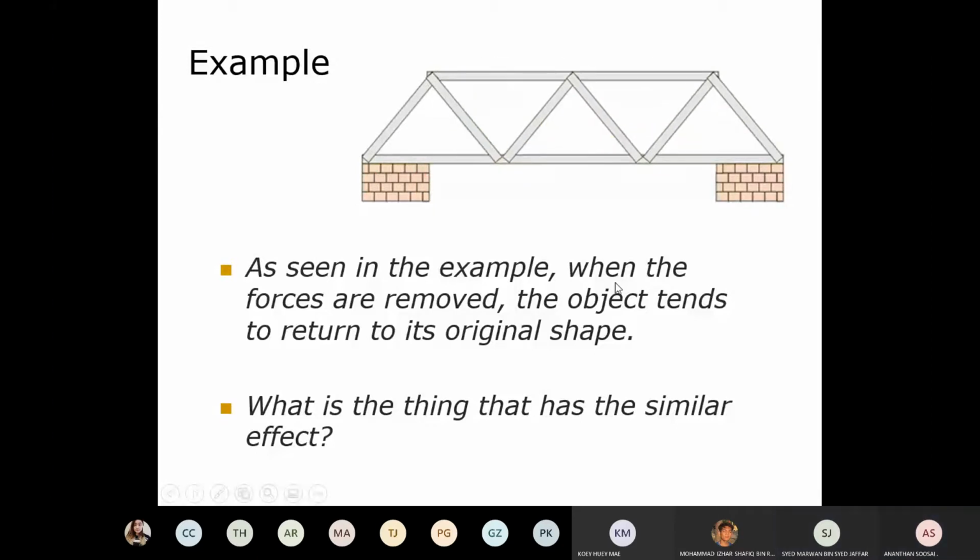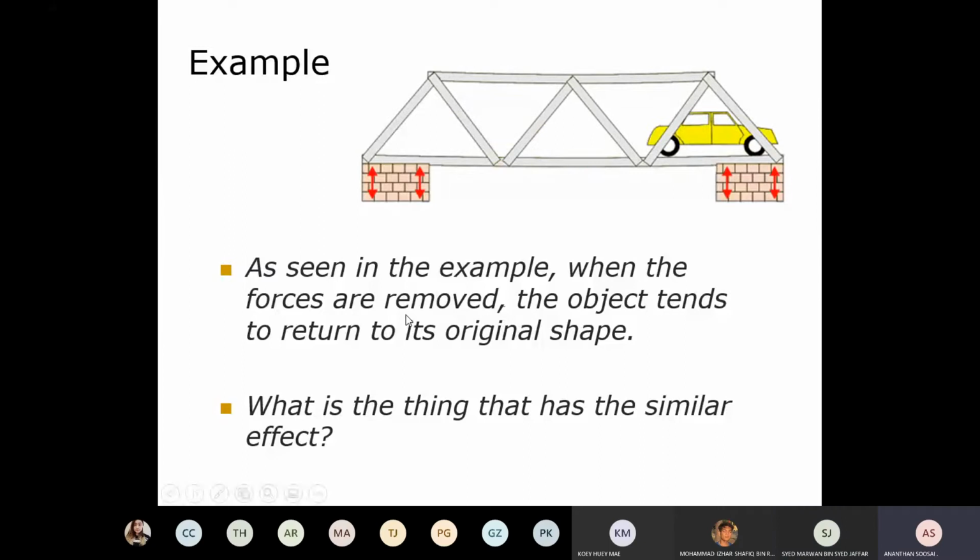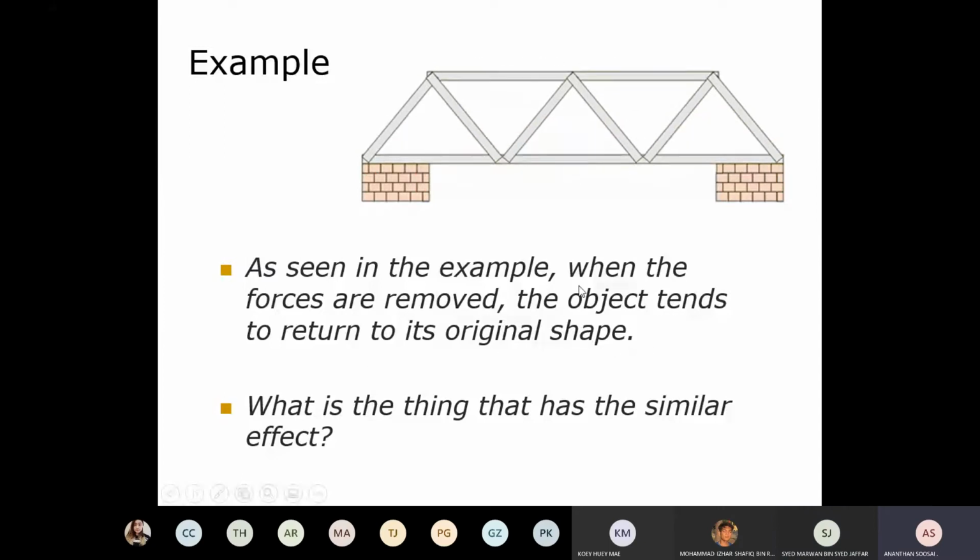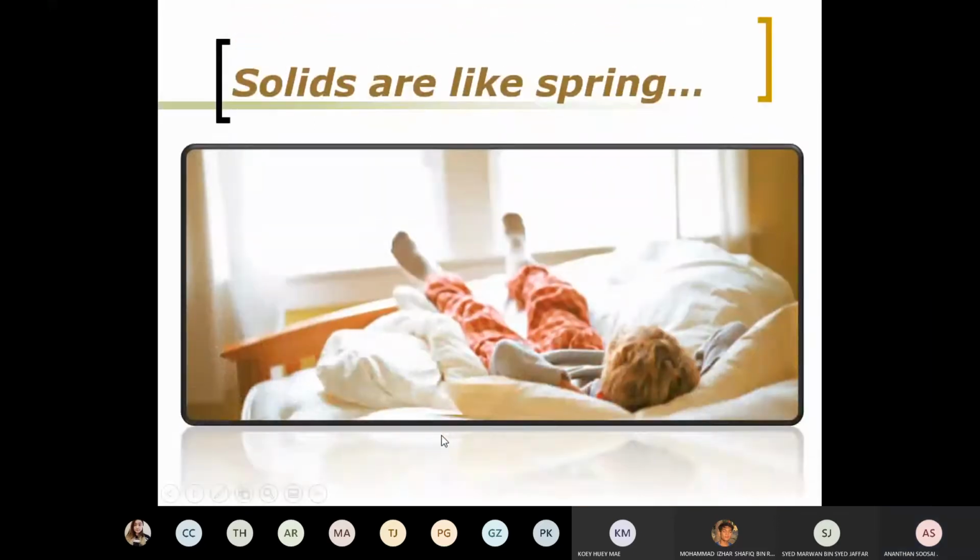Okay. So as seen in the example, when the force is removed, the object tends to return to its original shape. What has a similar effect is elasticity. Solids are like springs. When you apply a force, it will extend. When you let it go, it goes back to the original length. But the extension is not that big, that's the only thing you can't see. It acts like a spring.